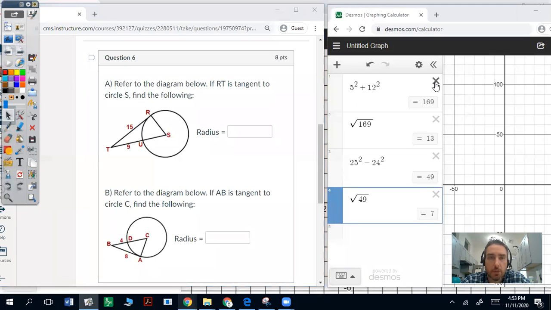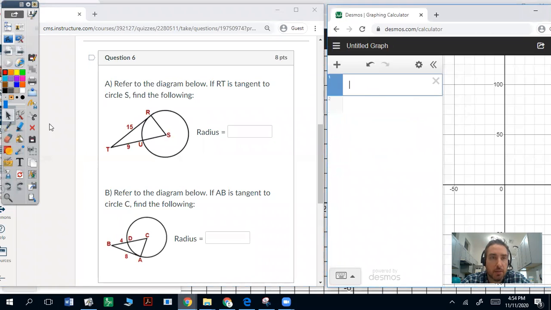All right, let's take a look at this question. We're going to do 6a. You can try 6b on your own for practice. So 6a says, refer to the diagram below. If RT is tangent to circle S, find the following. Again, tangent lines make right angles.